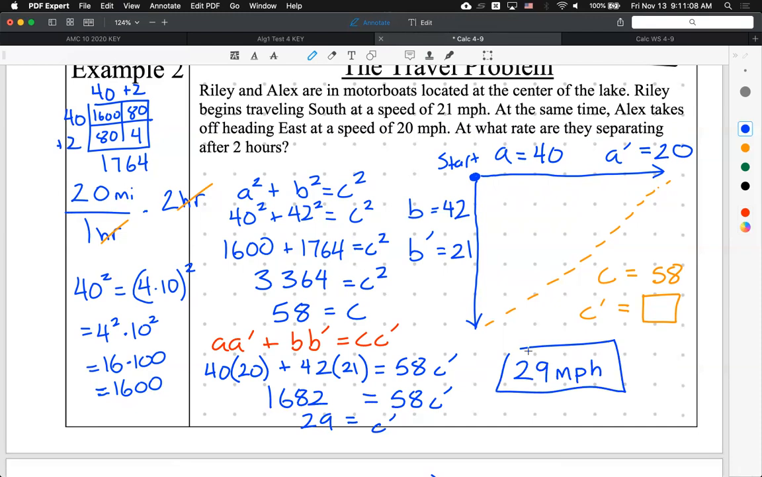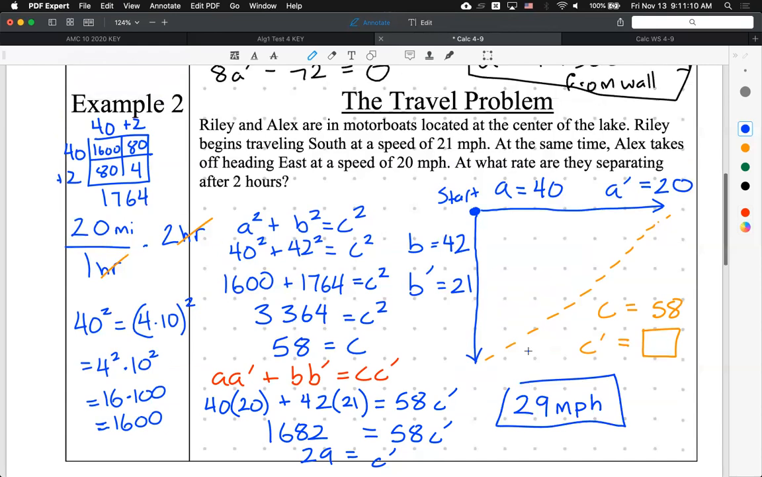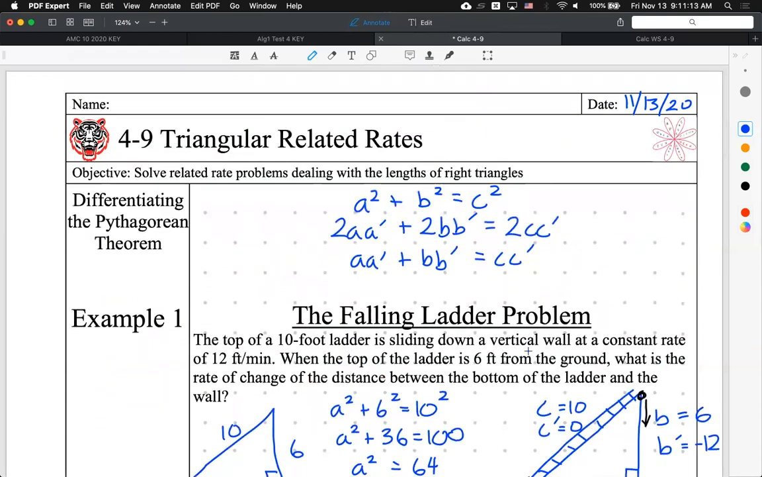Cool. Question, Chris. Yeah, let me check our fist of 5 for the objective first. How well can you do these triangle problems? 4, 4, 4, 4. All right, cool.